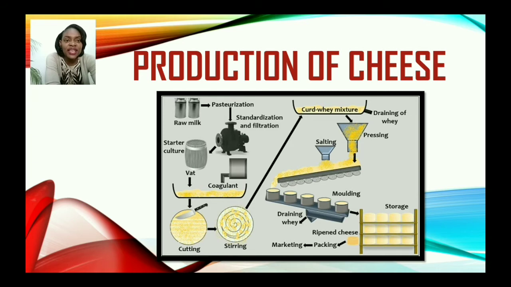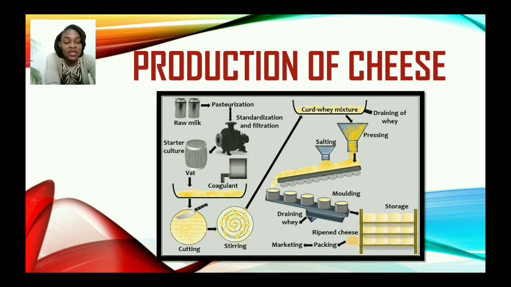Now guys, let us explore the production of cheese. As you can see here in the image, they start off with raw milk. And do you remember what raw milk is? Awesome. Raw milk is milk that hasn't been processed or treated from when it was received from the cow or buffalo or goat, whichever milk it is, right?